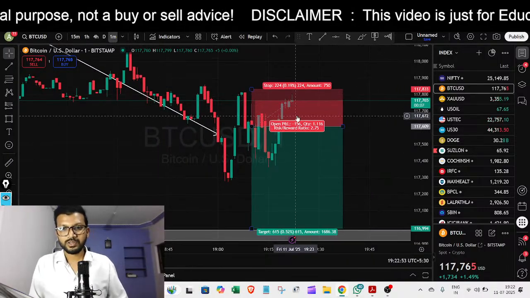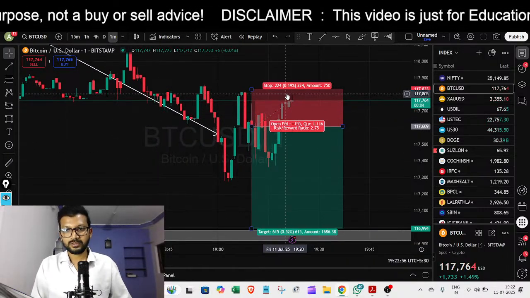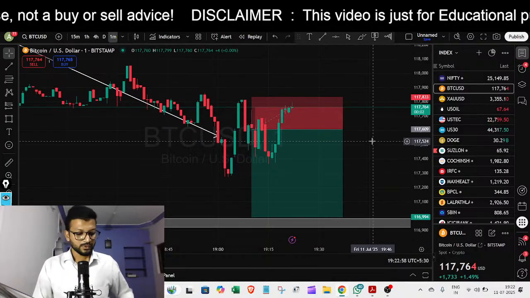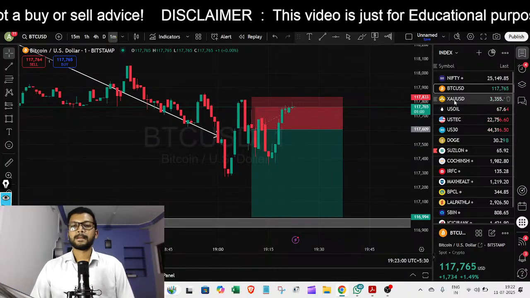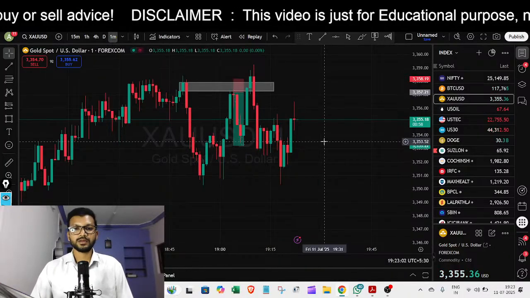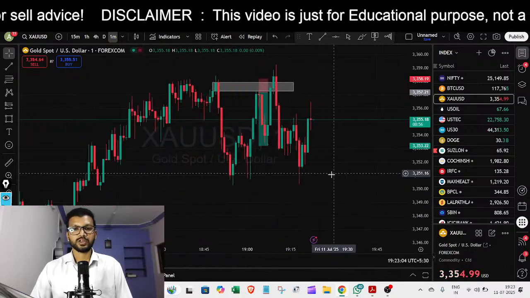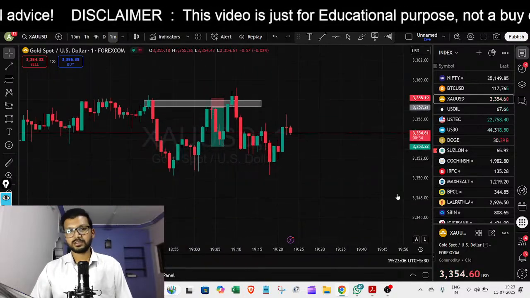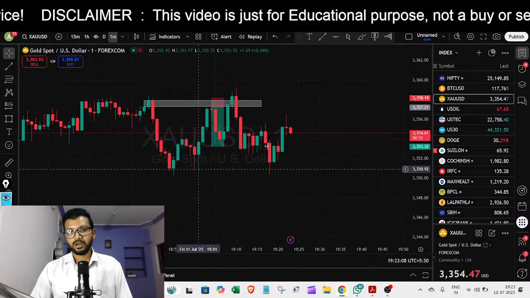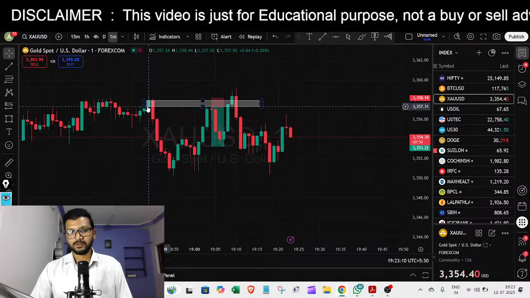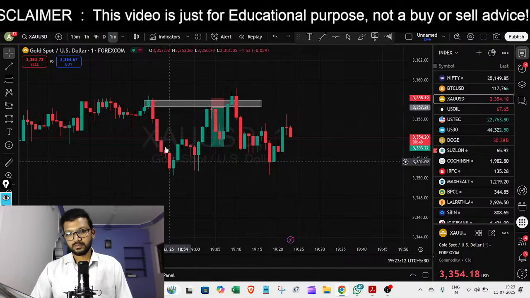So almost near to our SL, very few points left. And gold is in consolidation. I think it's better to avoid gold as of now, because it will trap you at any point. Okay, if you sell here, it was good enough.